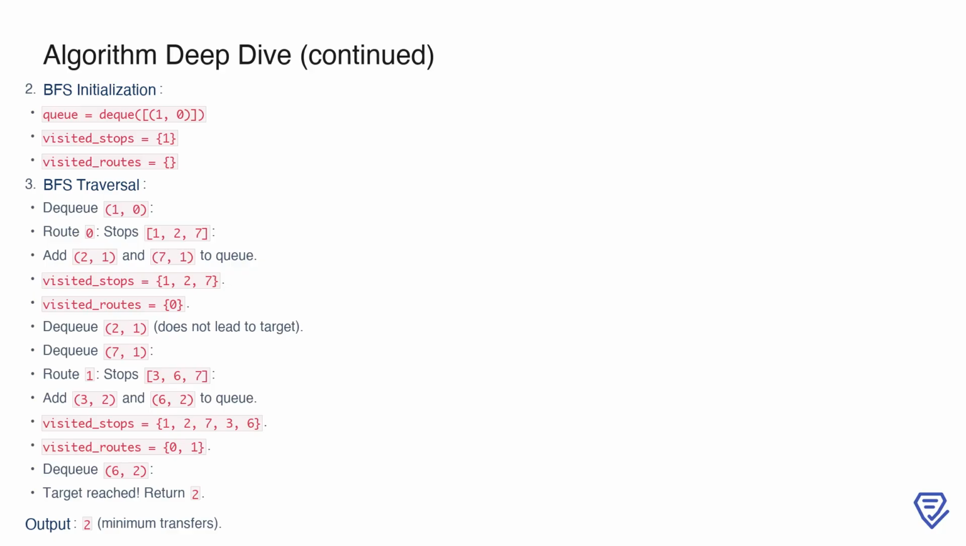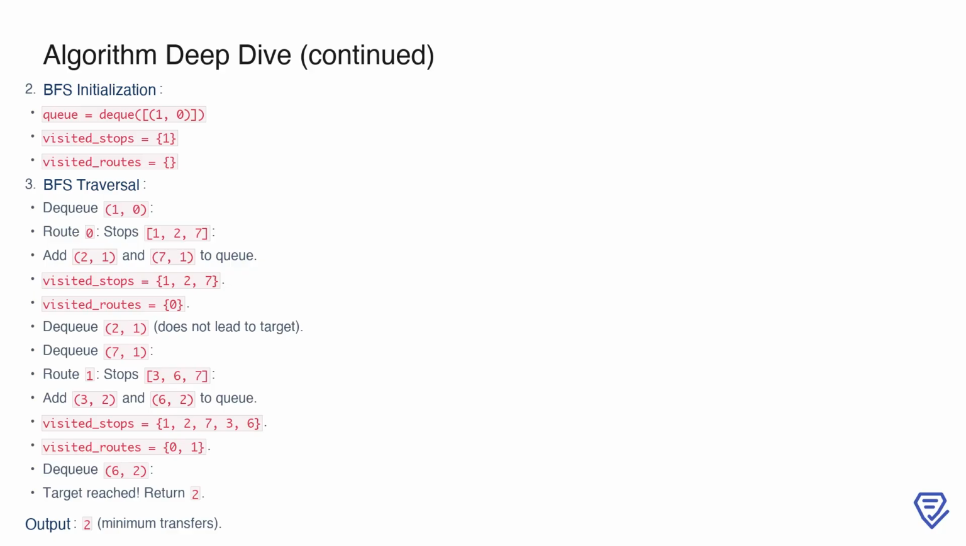The next stop, (2, 1), is dequeued but doesn't lead to the target. Then, stop (7, 1) is dequeued. From stop 7, we access route 1, which includes stops 3, 6, 7. Stops 3 and 6 are added to the queue with 2 transfers. The visited_stops set is updated to {1, 2, 7, 3, 6}, and visited_routes becomes {0, 1}.